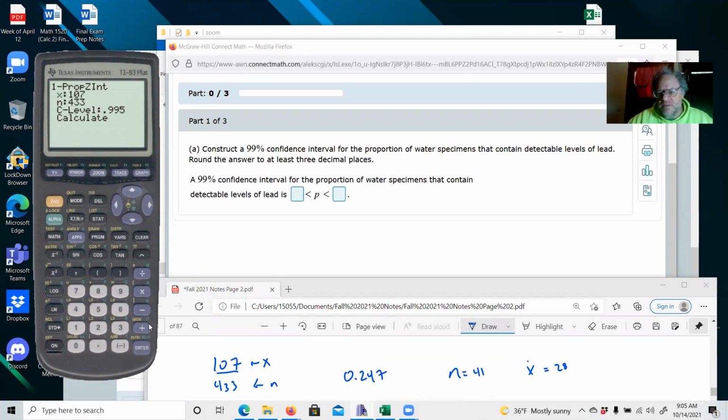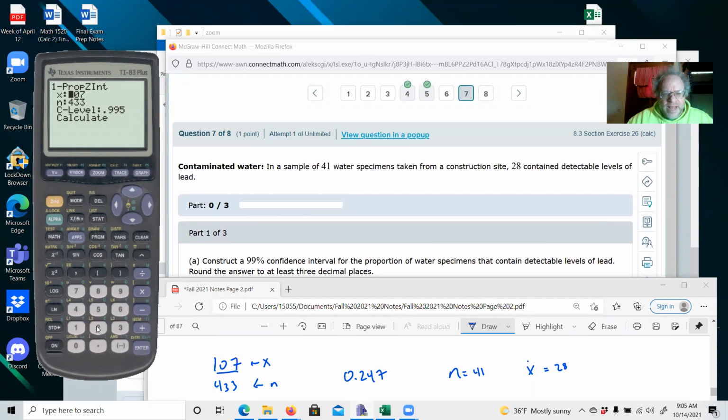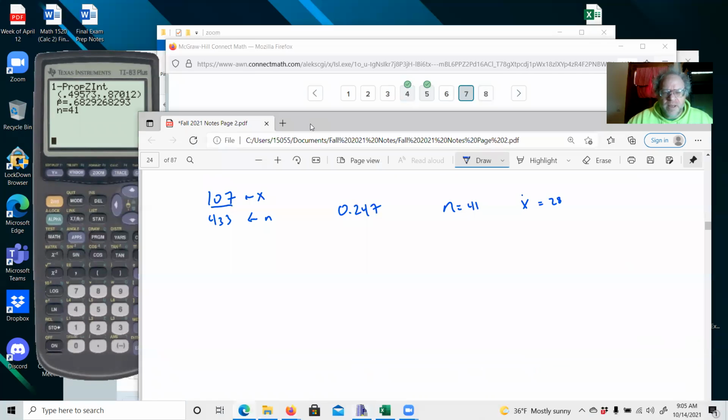Enter. So what are we looking for? We had 28 total. There was 41 possible. It's going to be about 3/4. And then 0.99. Now we're going to hit calculate. All right, 1 proportion z interval. So we have a proportion somewhere between 0.49573 and 0.8701. So what decimal places do they want?